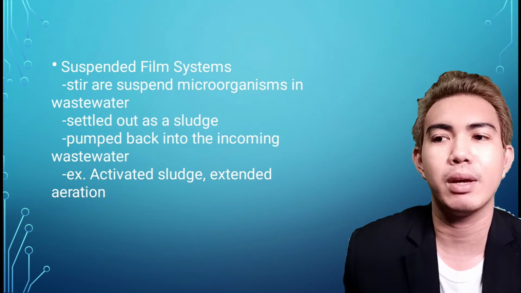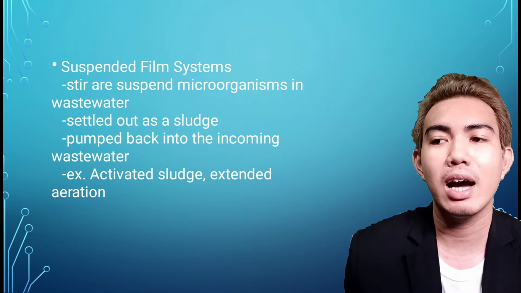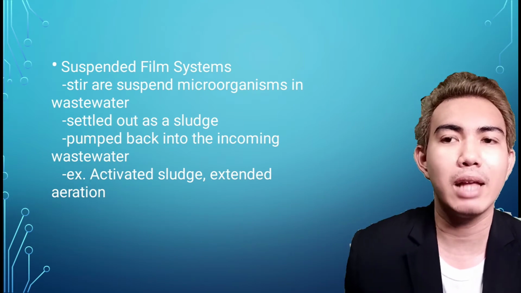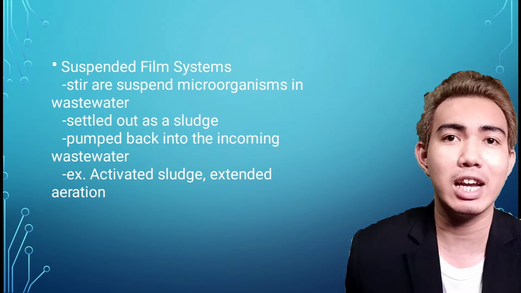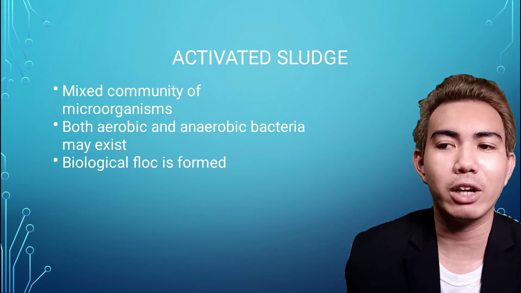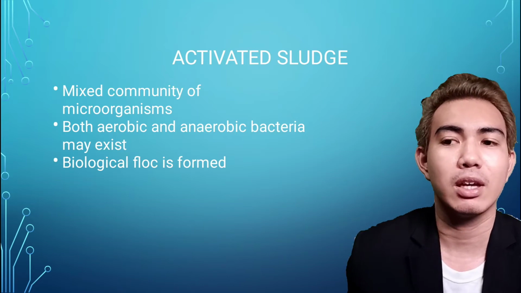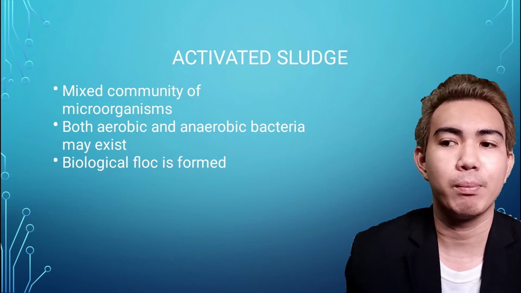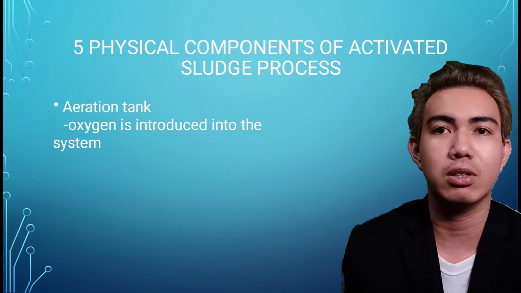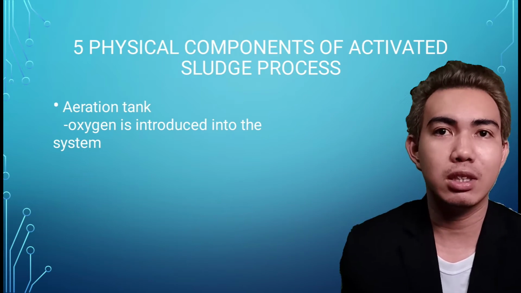Suspended film system. Stir suspended microorganisms in wastewater, settled out as a sludge, and pumped back into the incoming wastewater. Examples: activated sludge, extended aeration. Now we have the activated sludge. A mixed community of microorganisms. Both aerobic and anaerobic bacteria may exist, and biological floc is formed. Now let's discuss the 5 physical components of the activated sludge process. First, we have the aeration tank. Oxygen is introduced into the system.